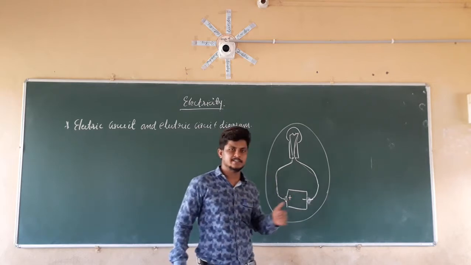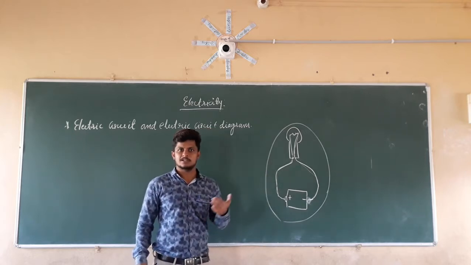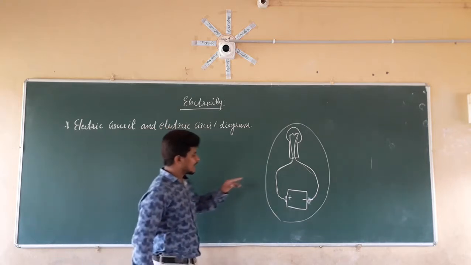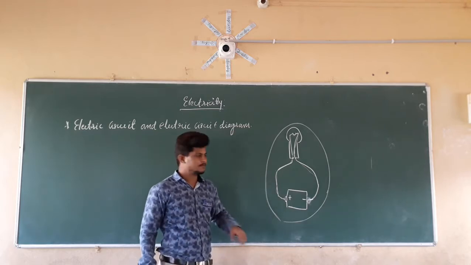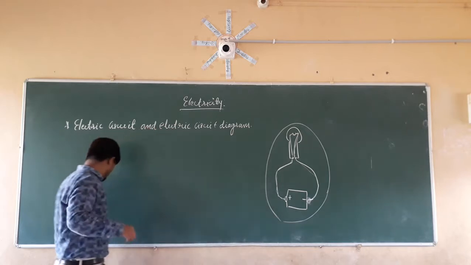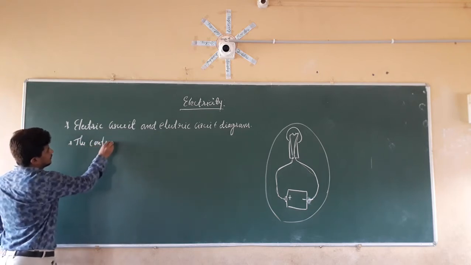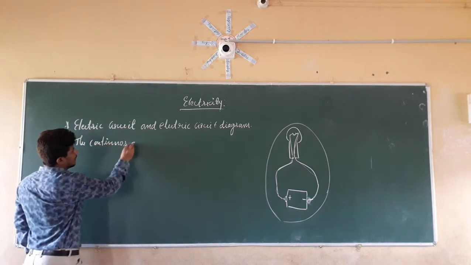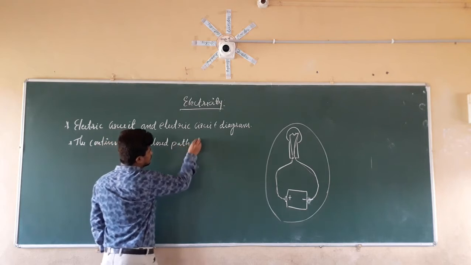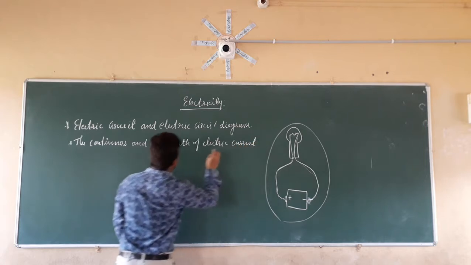If you take the example of a refrigerator, it is also an electric circuit. If you take the example of a television connected to an electric source, it is also an electric circuit. So an electric circuit is nothing but the continuous and closed path of electric current. The continuous and closed path of electric current is an electric circuit.